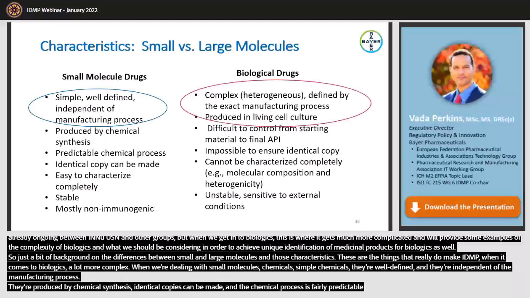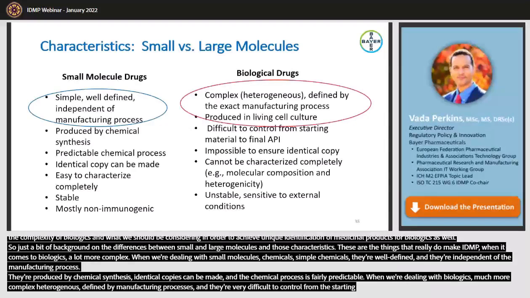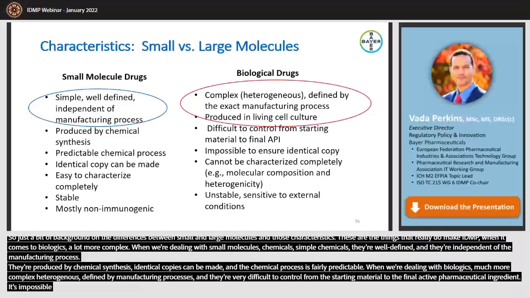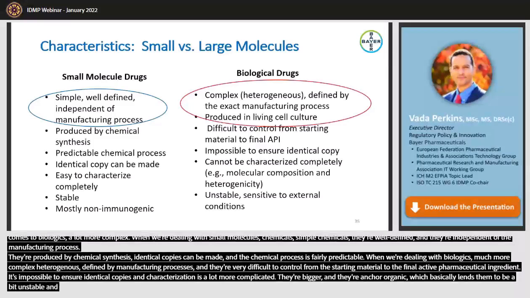When we're dealing with biologics, they are much more complex, heterogeneous, defined by manufacturing processes, and very difficult to control from the starting material to the final active pharmaceutical ingredient. It's impossible to ensure identical copies, and characterization is a lot more complicated. They're bigger and they're organic, which lends them to be a bit unstable and sensitive to external conditions, which is much different than small molecules, as mentioned.